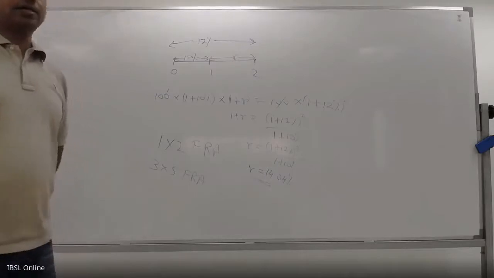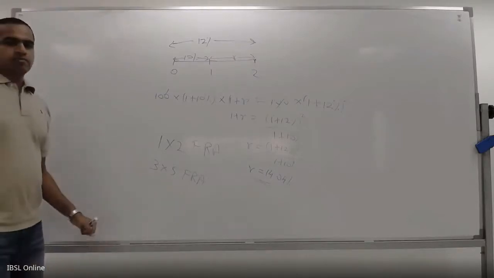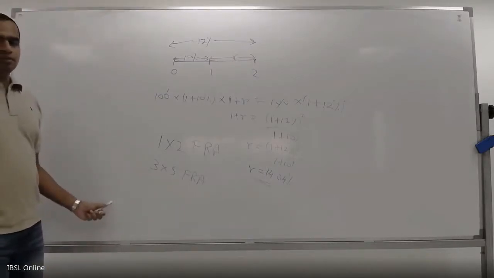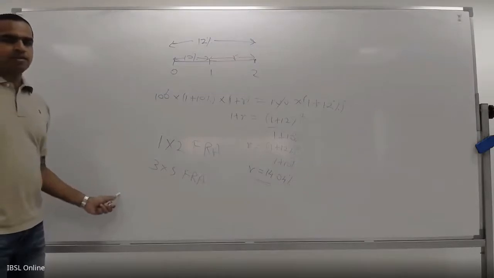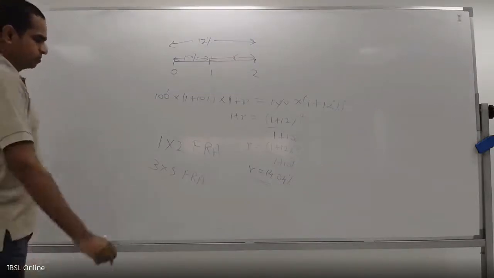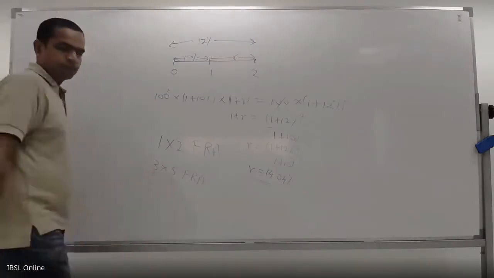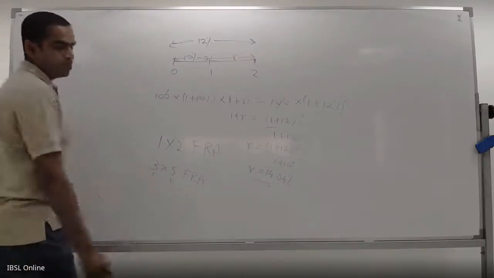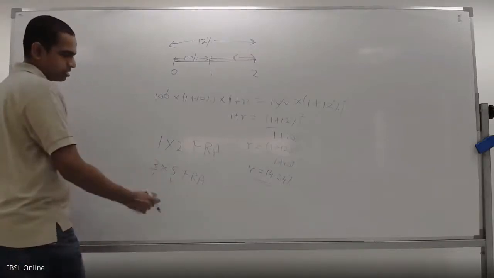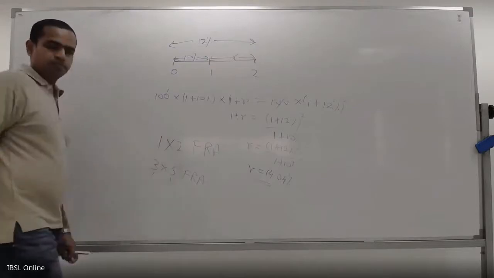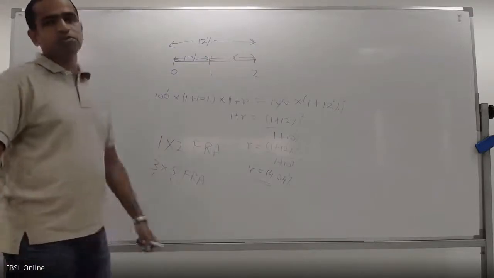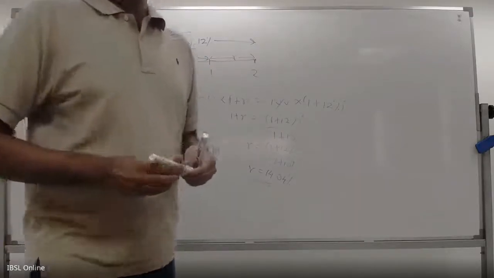A 3/5 FRA starts 3 years from today, and it ends 5 years from today. Starts at 3 years, ends at 5 years. This could even have been months. It would have started on the 3rd month and ended on the 5th month. So effectively it is there for 2 months. Right?